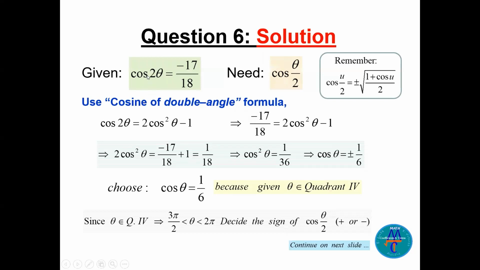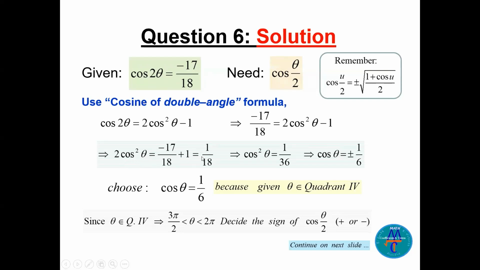So let's use the double angle formula for the cosine. Cosine of 2 theta is 2 cosine squared of theta minus 1, because I need to find cosine of theta to use it in the formula for the cosine half angle. So I put minus 17 over 18 is equal to 2 cosine squared of theta minus 1. I take minus 1 to the other side, becomes plus 1. And then I will add the numbers here, 18 over 18 minus 17 over 18. So 2 cosine squared of theta becomes 1 over 18.